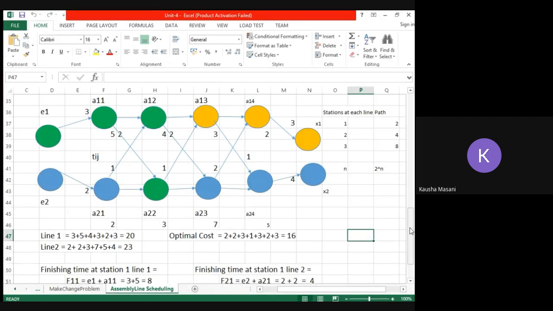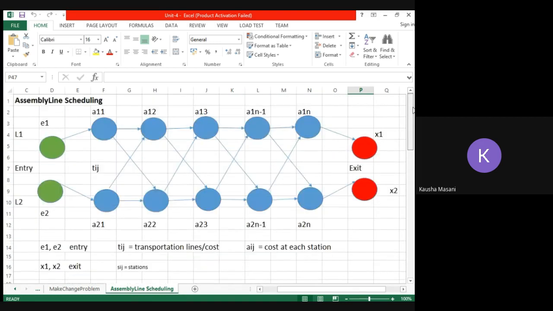Starting with yesterday's session, continuing that, we were discussing assembly line scheduling. We started with the topic of assembly line scheduling, where we are trying to find an optimal path for a production line, or you can say for the product.